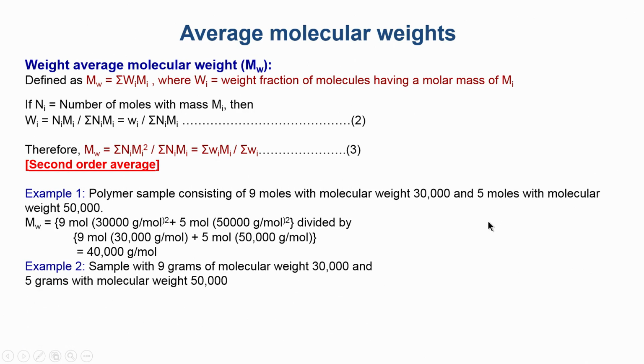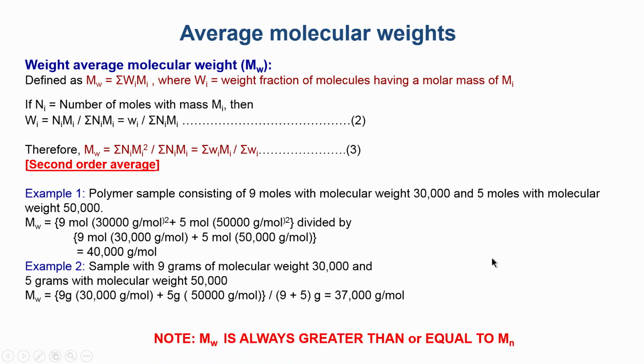And again this can be represented in grams directly. This is going to make the calculation much simpler if you have grams there. So essentially in this case you will have to just multiply the grams with the molecular weight and add them up, and you get about 37,000. As we said, note that the Mw is typically always either greater than or equal to Mn.